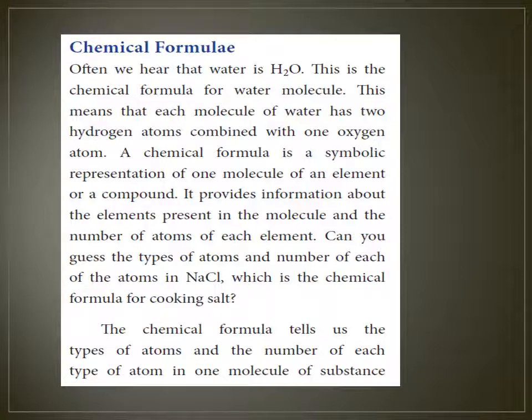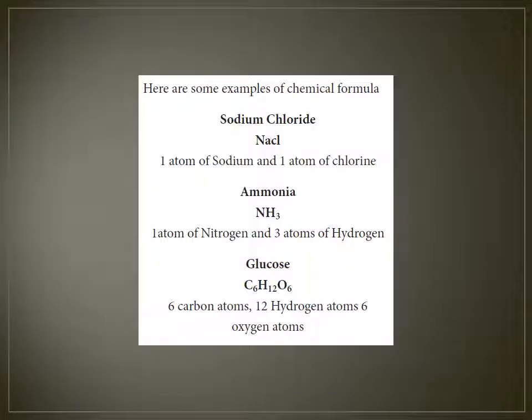Can you guess the types of atoms and the number of each atom in NaCl, which is the chemical formula for cooking salt? The chemical formula tells us the type of atoms and the number of each type of atom in one molecule of a substance. Here are some examples of chemical formulas. Sodium chloride NaCl, 1 atom of sodium and 1 atom of chlorine. Ammonia NH3, 1 atom of nitrogen and 3 atoms of hydrogen.